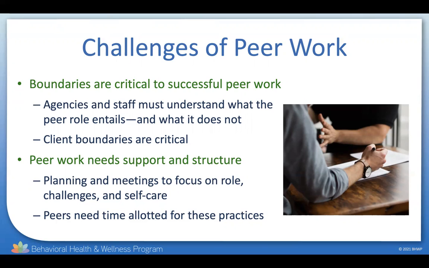And so peer work does need a lot of support and structure, planning and meetings to focus on that role, on the challenges that come up and that we perceive to be existing in the future, and having plenty of time for self-care is important. And peers need time allotted for these practices. As we saw in the Denver Public Library, time was set aside for that. Likewise, in the Collective Impact Project, peers, as part of their work, were required to attend those education sessions and those group meetings as well.